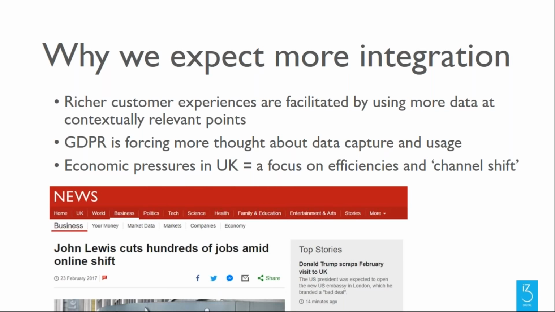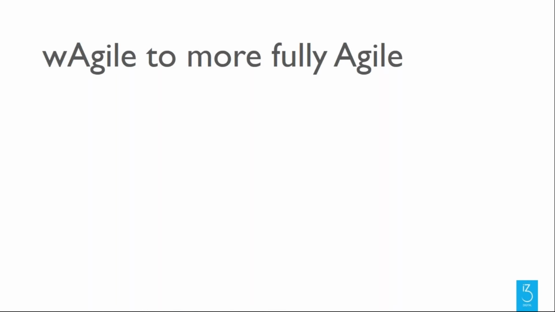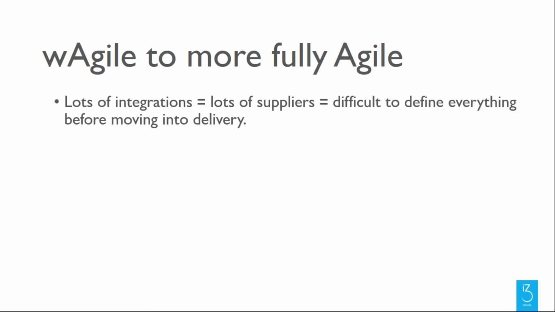Although this is an article from last year, there's a lot of companies at the moment who are looking at shifting towards an online model away from bricks and mortar or from having staff sat in call centres. And as part of this, we're seeing a move from wAgile, or waterfall Agile, to more fully Agile processes. And part of the reason for that is that lots of integrations equal lots of suppliers and makes it very difficult to define everything straight away.